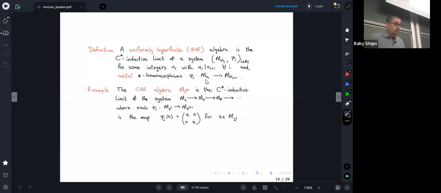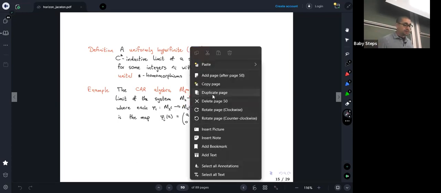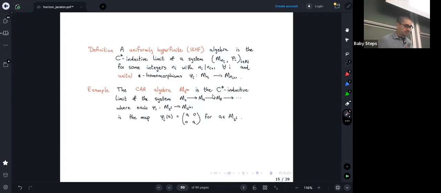Here's an example. The so-called CAR algebra is what I was describing, the analogy of the compact operators, except where we have unital maps all the time. So the building blocks are again M2, M4, M8, M16, but instead of embedding one into the other just in the top left corner, we do this kind of doubling map all the time. By the way, why is it called the CAR algebra? CAR stands for canonical anti-commutation relation. It's something that's important in fermionic quantum mechanics, but never mind that. Just for us, this is what a CAR algebra is.